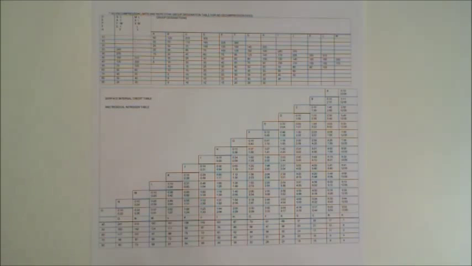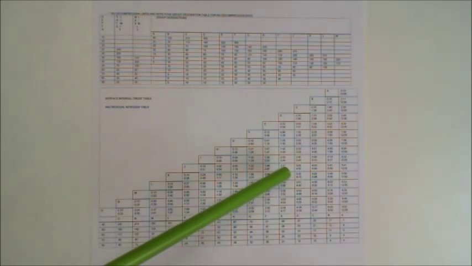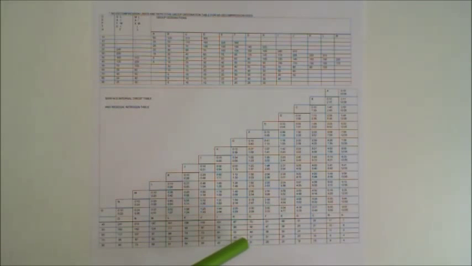This is the dive table in your study guide. Actually, there are 3 tables on this one sheet. Table number 1, table number 2, and table number 3. We will look at each one of them separately.